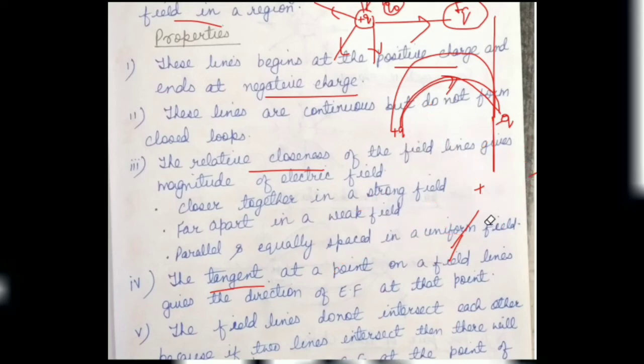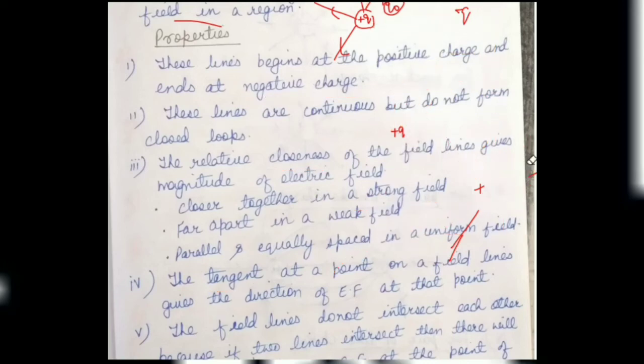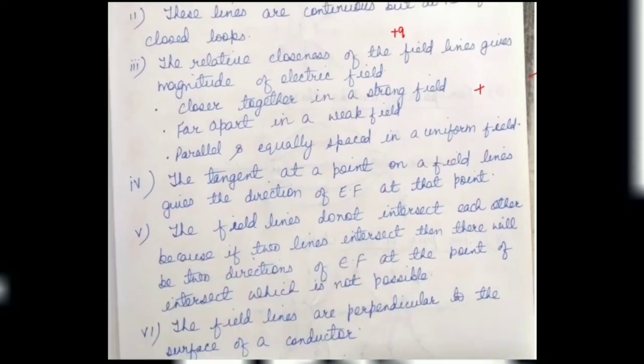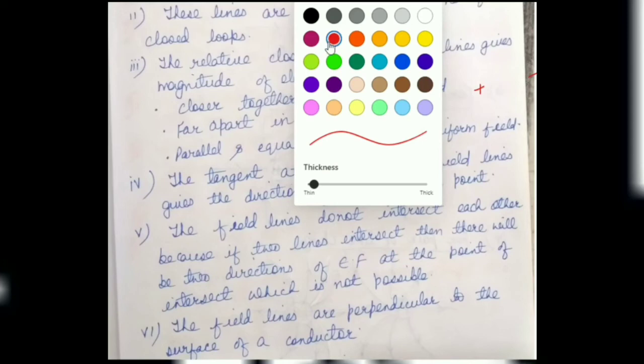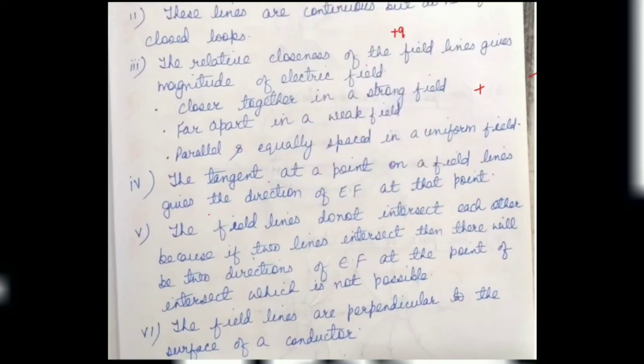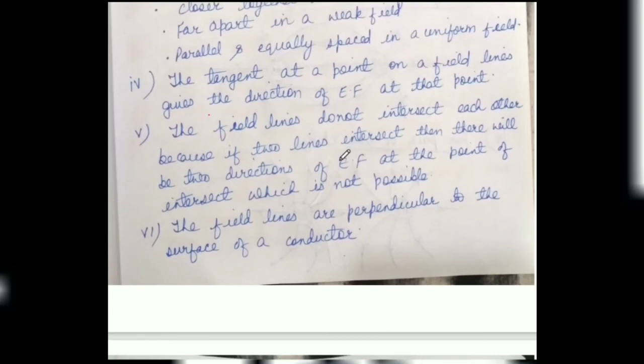These are different properties. One important property is that two field lines never intersect each other. This question also comes in 1 mark. Why do two field lines never intersect each other? Suppose this is a plus Q charge and this one is a minus Q charge, and field lines are away from the positive charge and towards the negative charge. But these two field lines never intersect each other.